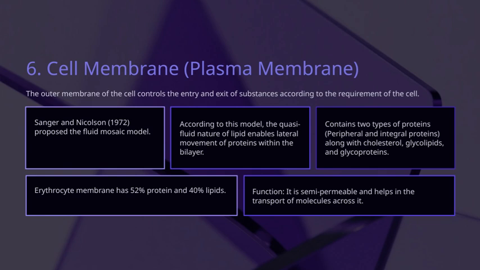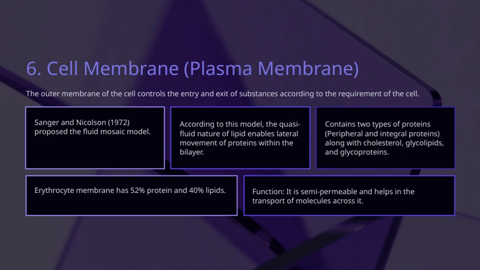According to the fluid mosaic model, the membrane's lipids are not rigid. They are semi-fluid, which enables lateral movement of the proteins within the bilayer. This fluidity is essential because it allows proteins to move and function efficiently, adapting to the cell's needs.